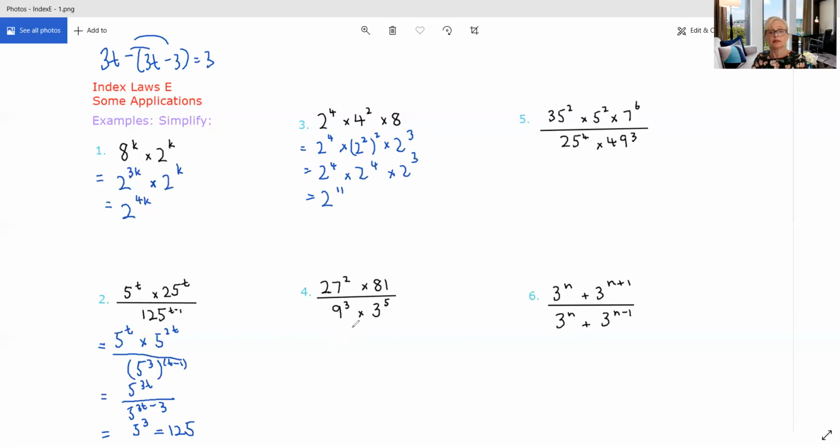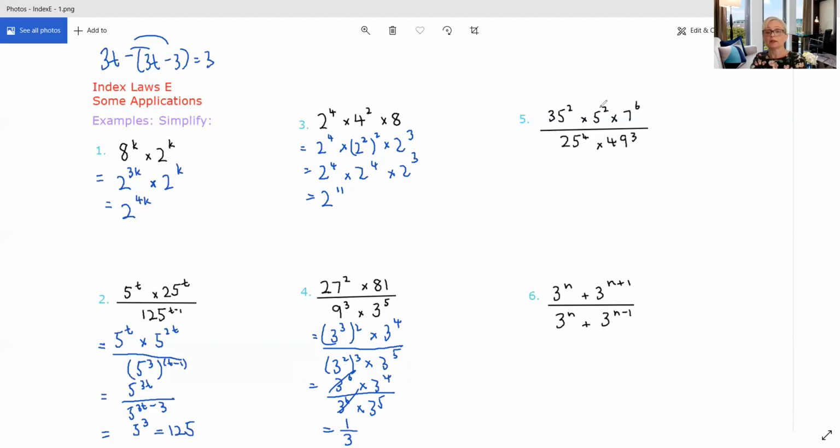This one here, let's see how we go. We can actually write all of those in base 3. So 27 is 3 cubed, 81 is 3 to the 4th, 9 is 3 squared, and 3 is obviously just 3. Using our index laws, we get 3 to the 6th times 3 to the 4th on 3 to the 6th times 3 to the 5th. Well, the 3 to the 6ths cancel out completely. This is the bigger power. We're going to be left with 3 to the 1 in the denominator.